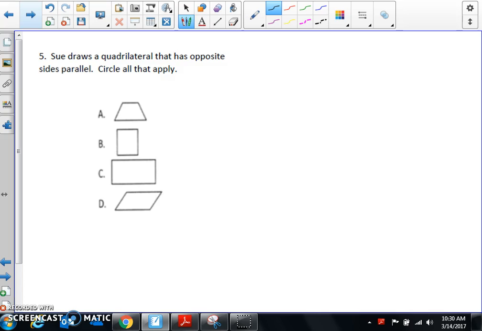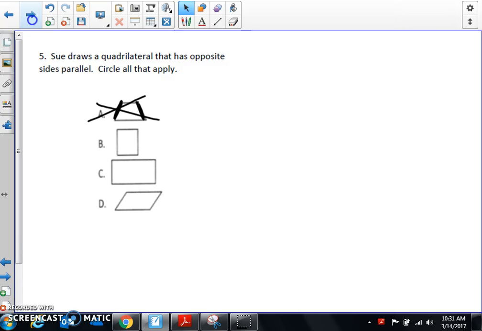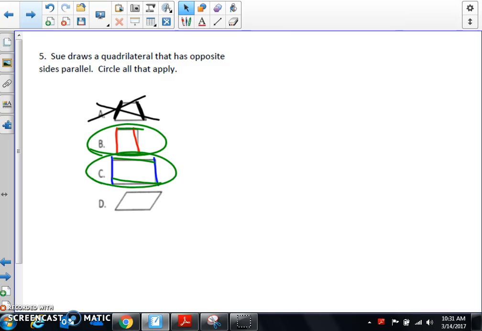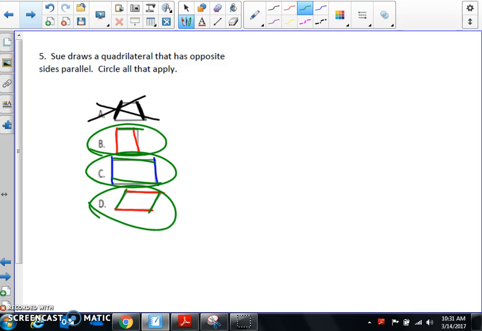Sue draws a quadrilateral that has opposite sides parallel. Circle all that apply. Once again, guys, the trapezoid only has one set of parallel sides. So it doesn't have opposite sides parallel, because these sides are not parallel together. Here and here, those have opposite sides parallel. So we're going to circle B. Here and here, those are opposite sides that are parallel. So let's go ahead and circle C. And then these sides are parallel to these sides. So those have opposite sides parallel. So D. So pretty much everything except for a trapezoid.